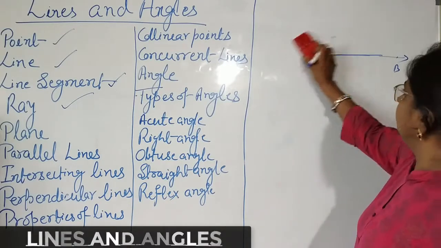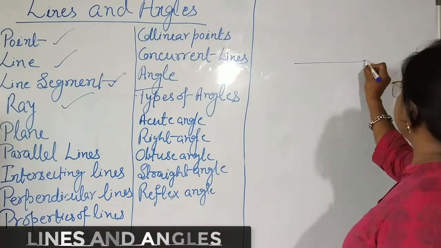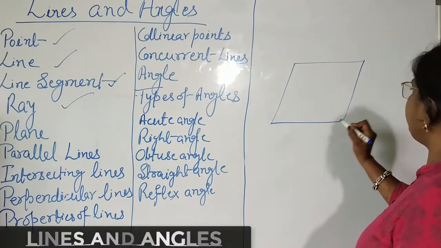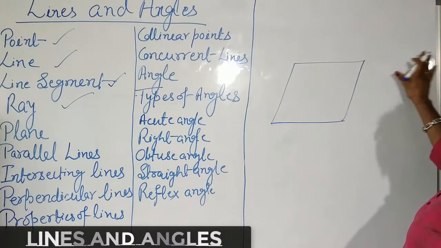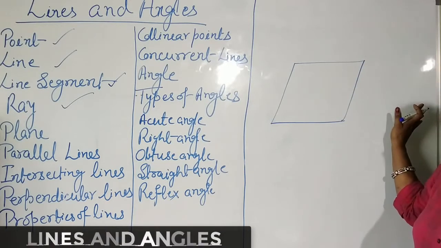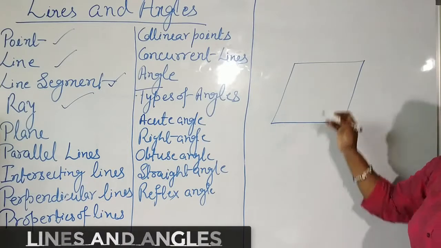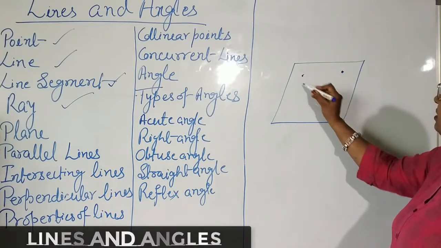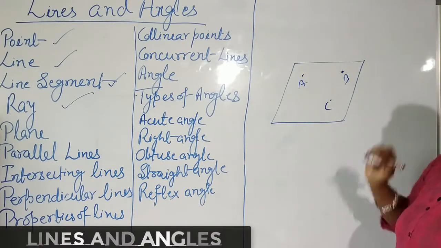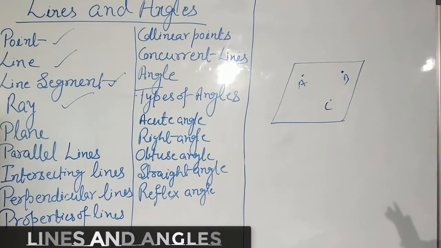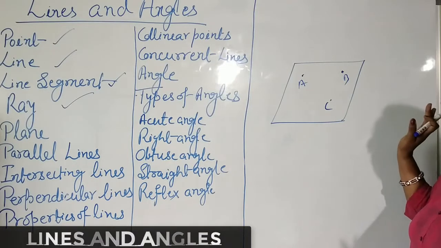Now plane. What is plane? Plane is a flat surface. Plane is any flat surface having length and breadth till infinity. It can extend also. Suppose A, B, C, 3 points on a plane. Like this is a plane. Plane is a flat surface. Their length, breadth can extend as far as possible.